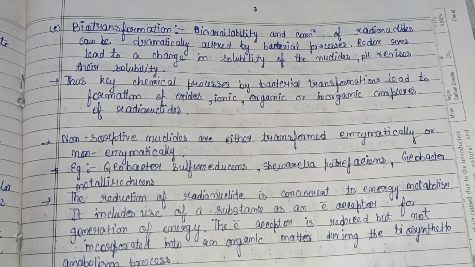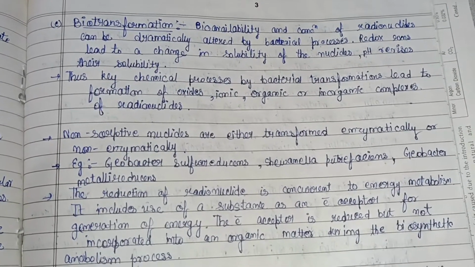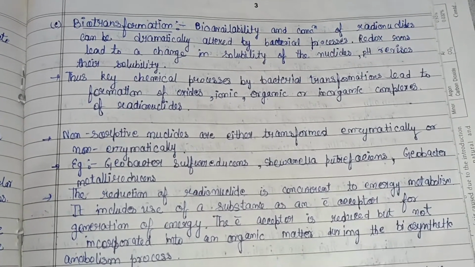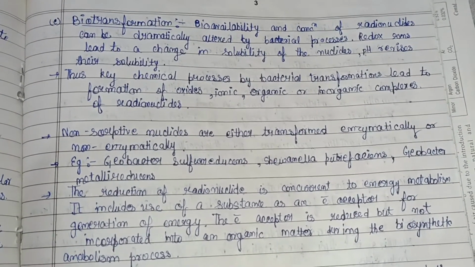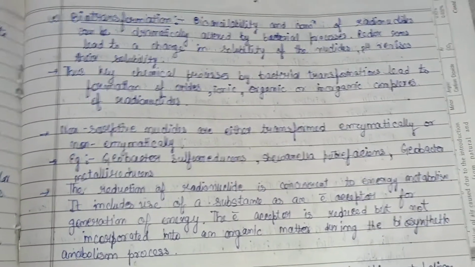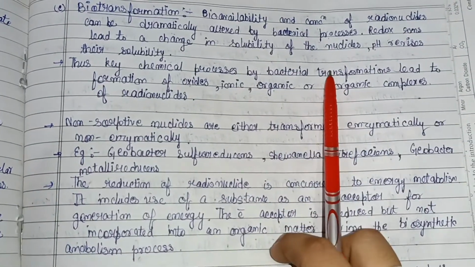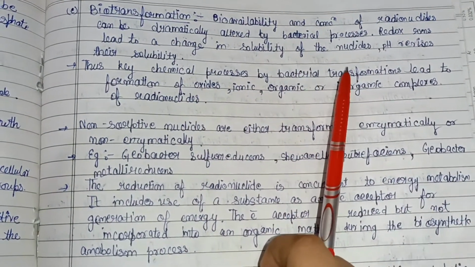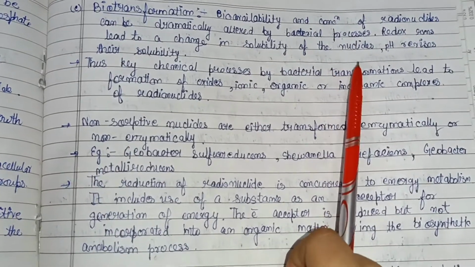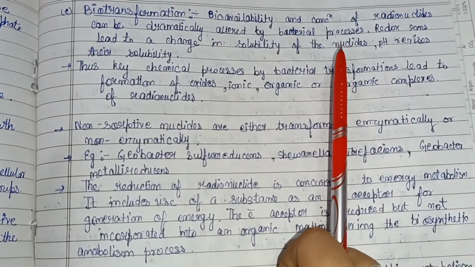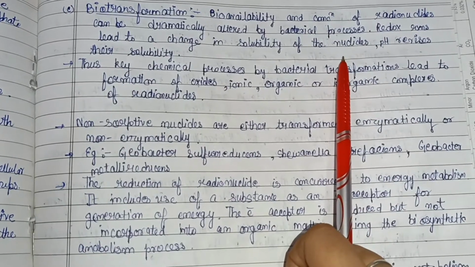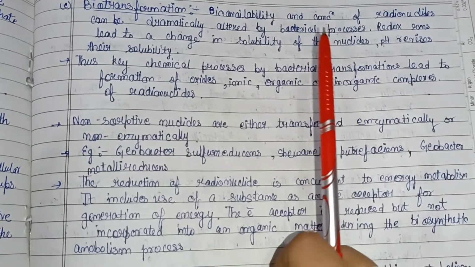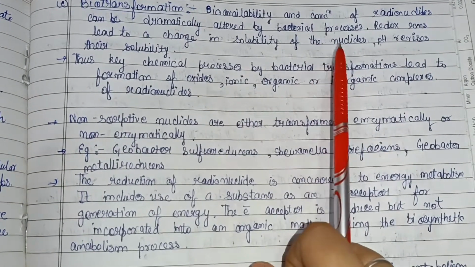So the bioavailability and the concentration of radionuclides can be dramatically altered by bacterial processes. Redox reactions lead to a change in the solubility of the nuclides, that is, they affect this property. pH also alters their solubility, so it is necessary for the radionuclides to become soluble so that they can be absorbed by the cell membrane or the surface of the bacterial cell wall, so that they will be remediated, or they can be converted into less toxic forms.